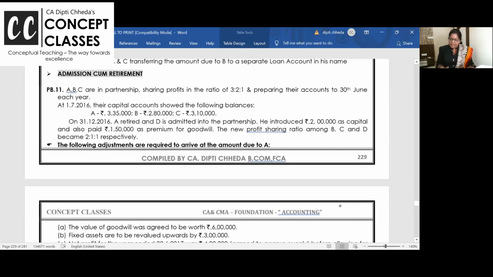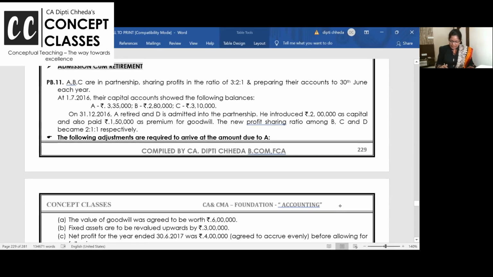Sure. शुरू करते हैं. A, B, C are in partnership, sharing profit and losses in the ratio, and on 1/7 their capitals are given. On 31 December, A retired and D is admitted. He introduced 2 lakh as capital and also paid 150. The new PSR.